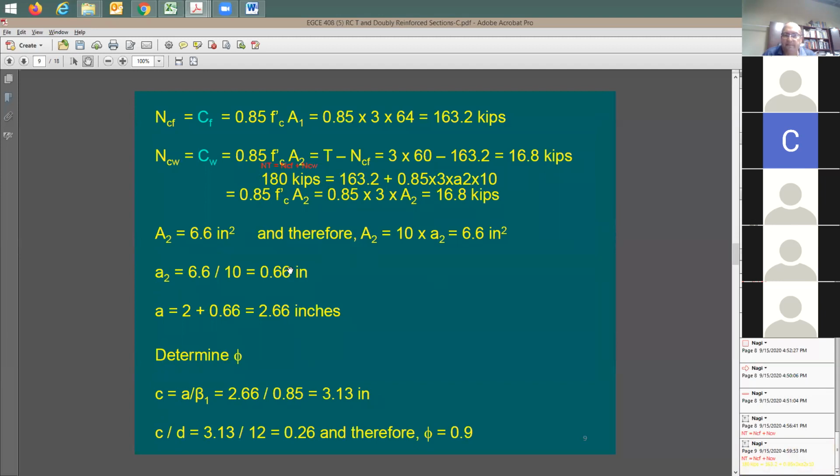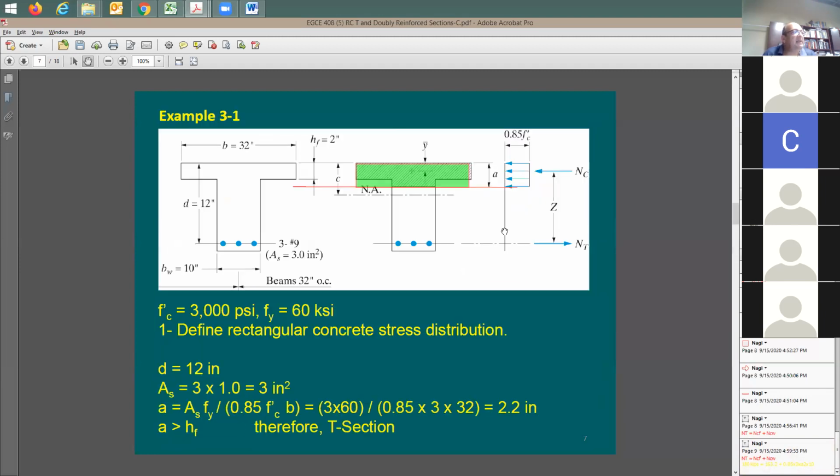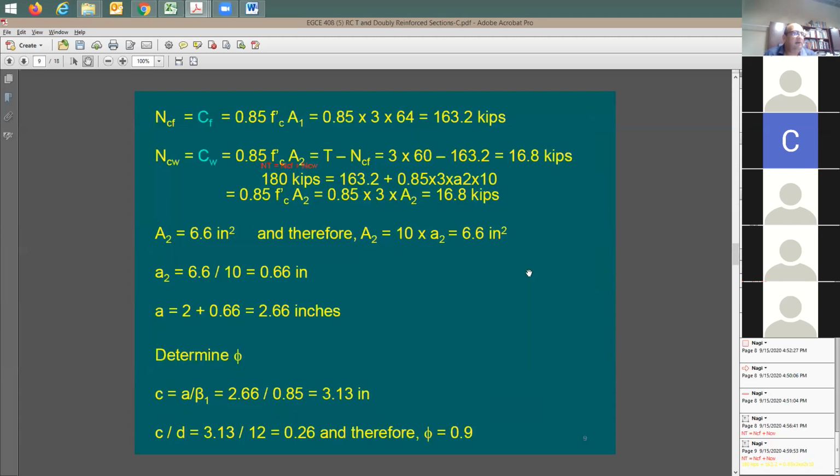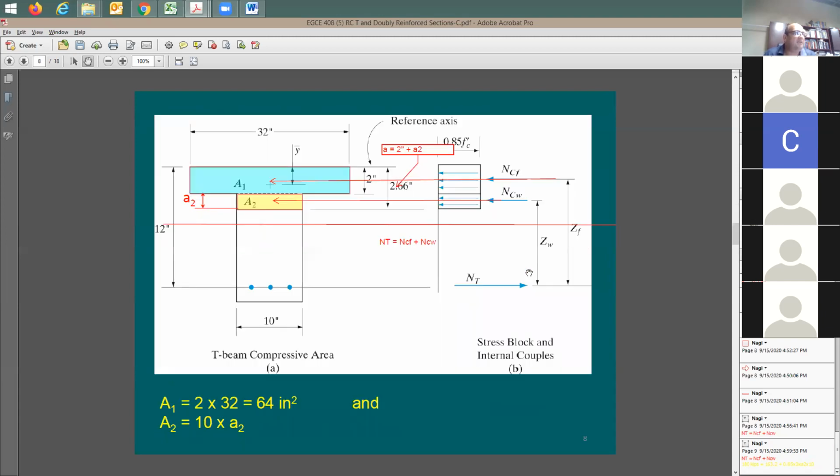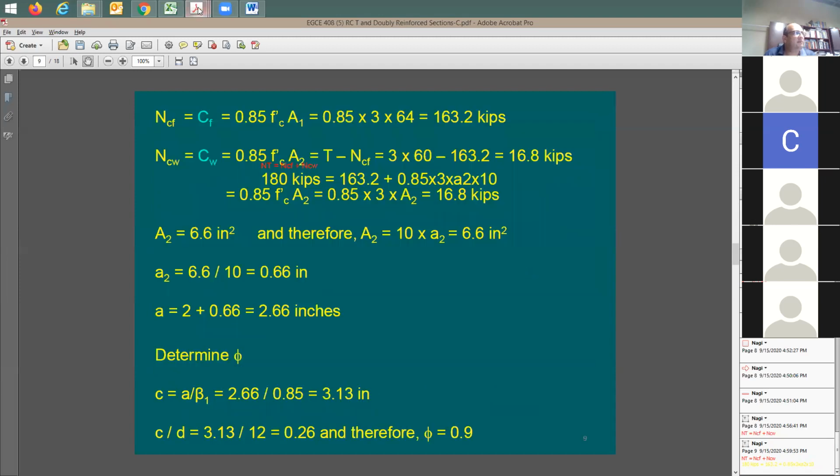0.66 inch. It is not 0.2. Correct? In the previous analysis, this A sub 2 here is equal to 0.2. Why? Because I said that A is equal to 2.2, subtract 2 inches, is going to be only 0.2. In the exact analysis, it turned out to be 0.66 inches.